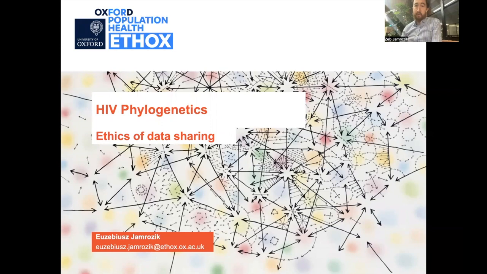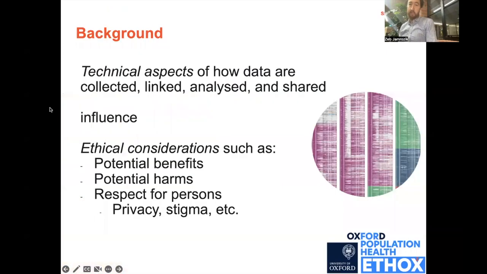Today I'm going to talk to you about the ethics of data sharing in the context of HIV phylogenetics. The basic idea here is that technical aspects of how data are collected, linked, analysed, and shared influence ethical considerations, such as our assessments of potential benefits, potential harms, how those benefits and harms are distributed, but also our assessments of how much these analyses respect people, respect their privacy, avoid stigmatizing them, and so on.